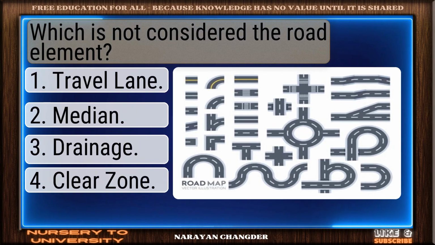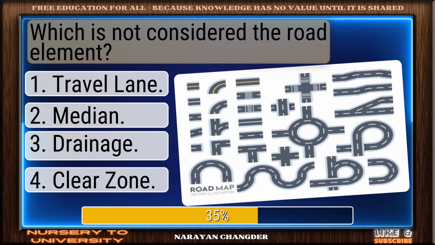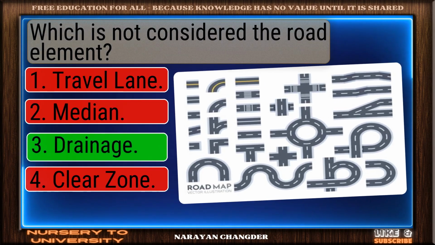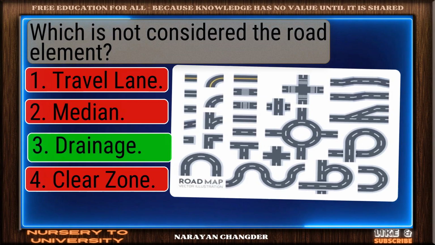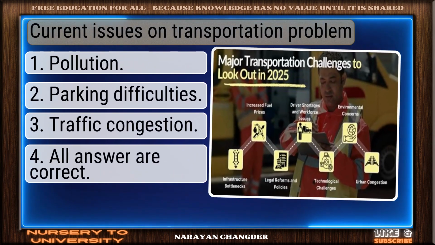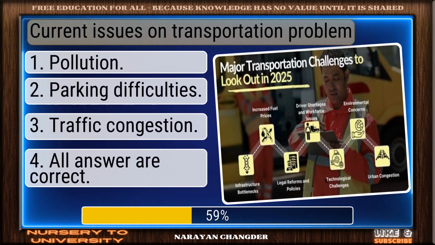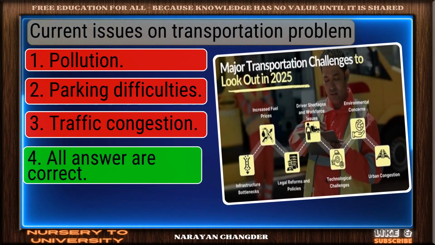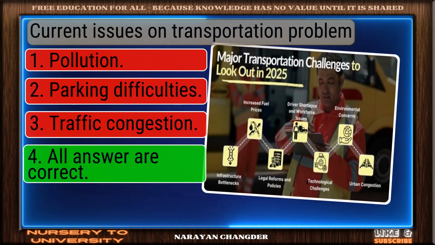Which is not considered a road element? Sharp thinking. Drainage is the right choice. Current issues on transportation problem. Bravo. All answers are correct is the answer.